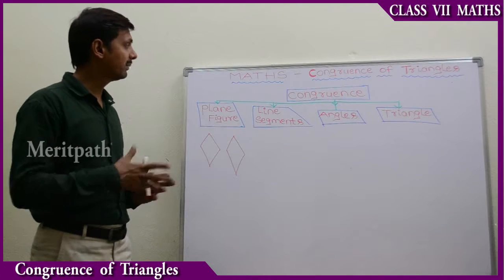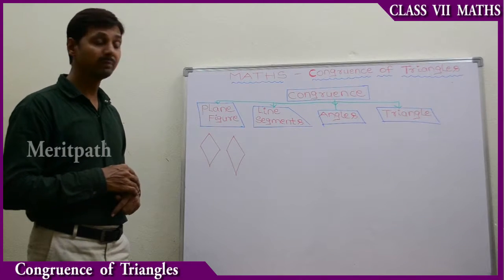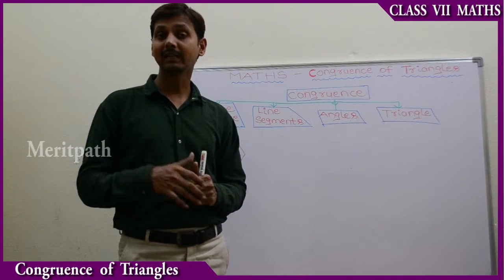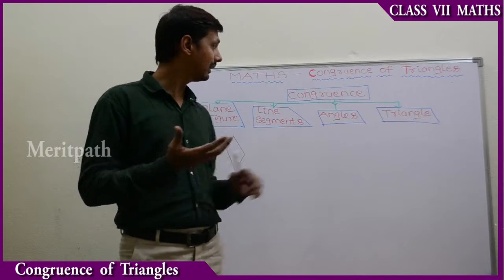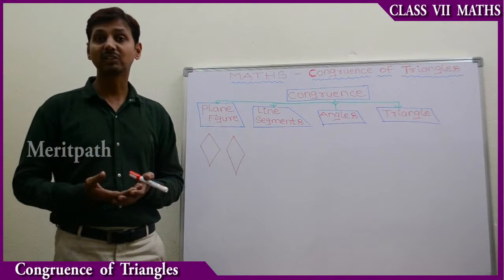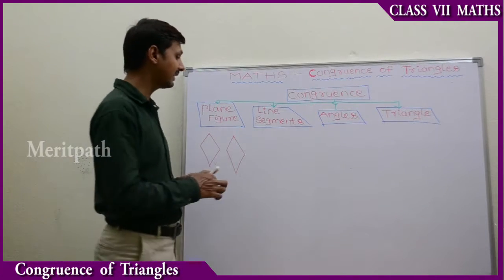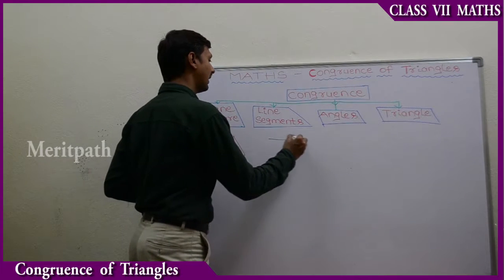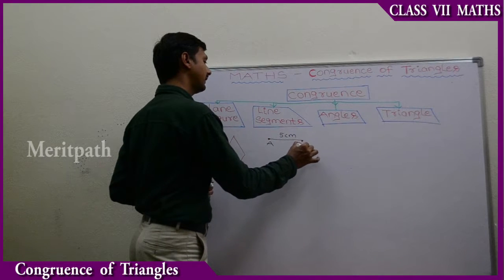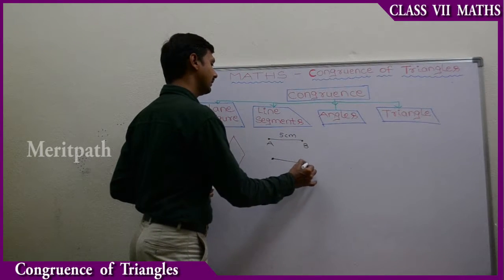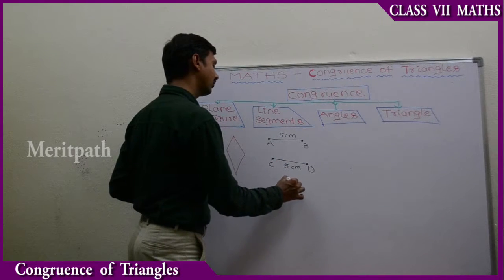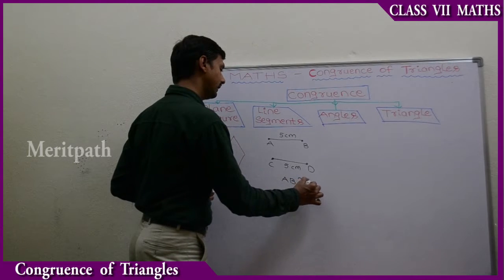Coming to the next point, line segments. If 2 line segments are equal in length, we call them congruent. The line segments are congruent to each other. For example, if line segment AB is 5 centimeters, and CD is also 5 centimeters, then we say AB is congruent to CD.